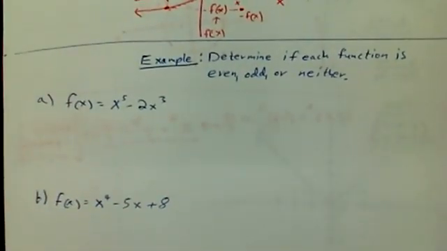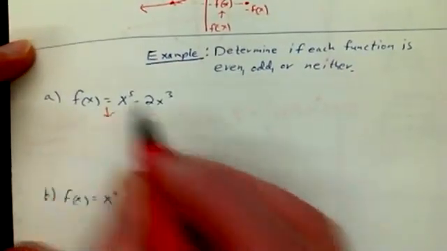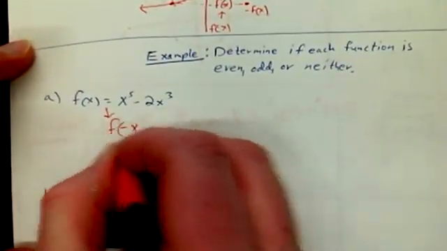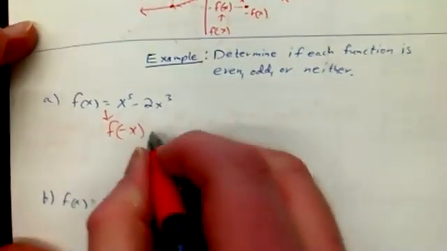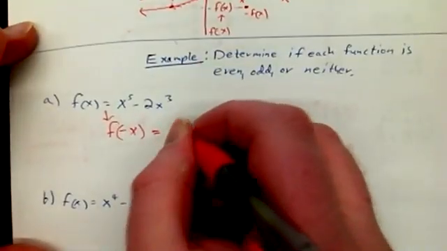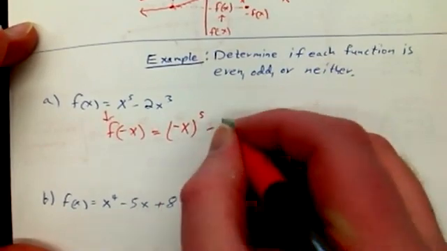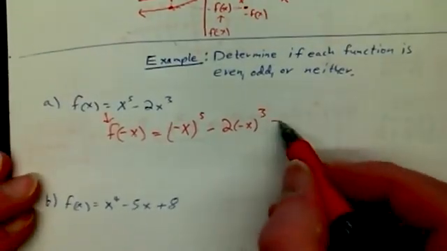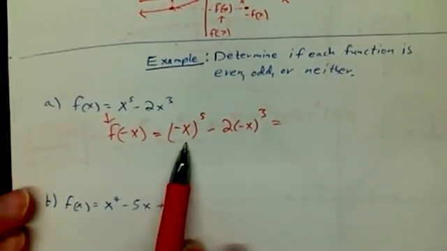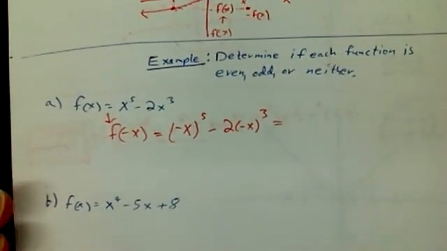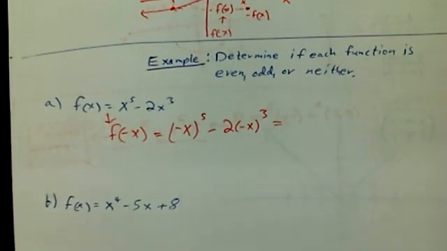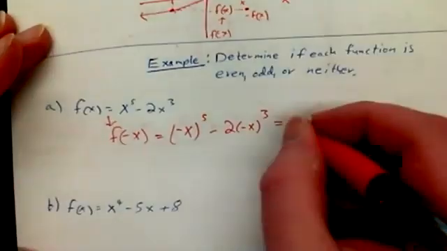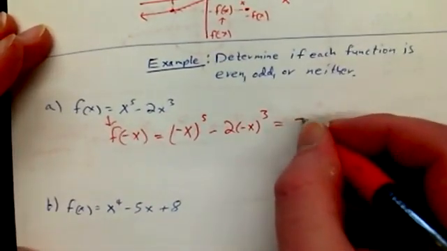Example: determine if each function is even, odd, or neither. So looking at this function, in both cases, I want to check for f of negative x. If I do that, that's going to be negative x to the fifth minus 2 times negative x cubed. Now, here's the thing. If I have negative x to the fifth, ask yourself: if it's a negative number raised to the fifth, what is it going to be? It's always going to be negative.